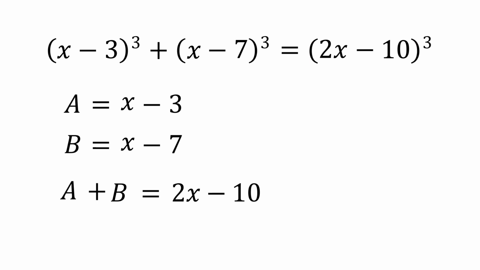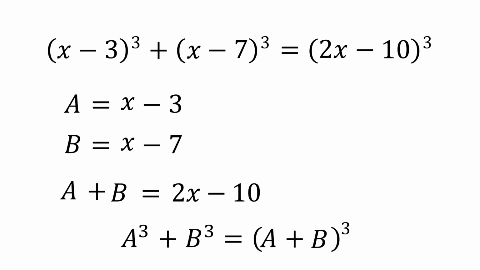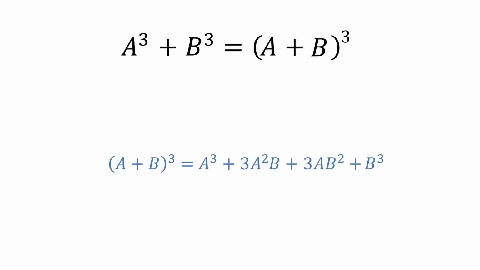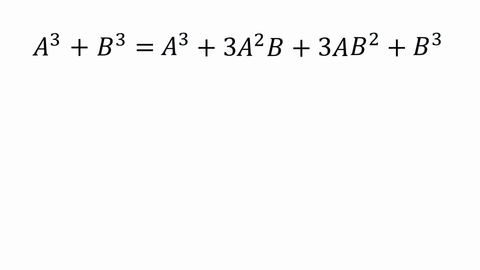That's the key observation. Instead of wrestling with the original equation, we can rewrite it as a cubed plus b cubed equals (a plus b) all cubed. Doesn't that already feel much friendlier? Now think back to the binomial expansion. (a plus b) all cubed expands to a cubed plus 3a squared b plus 3ab squared plus b cubed. Let's substitute that expansion into our equation.